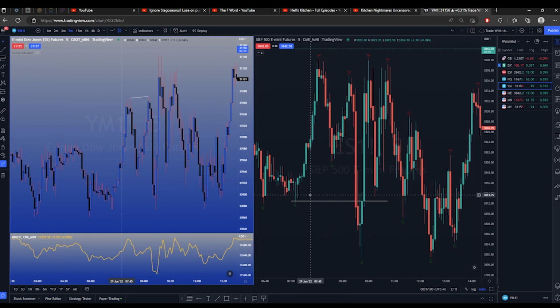But what divergence is, it shows the weakness and who's accumulating and who's stop hunting. You want to get the indice that's accumulating, because the one that stop hunts is the one that tends to show weakness. So as you can see right here on the Dow, we have a high right here, and then we have a higher high. So this would be the indice that would show weakness.